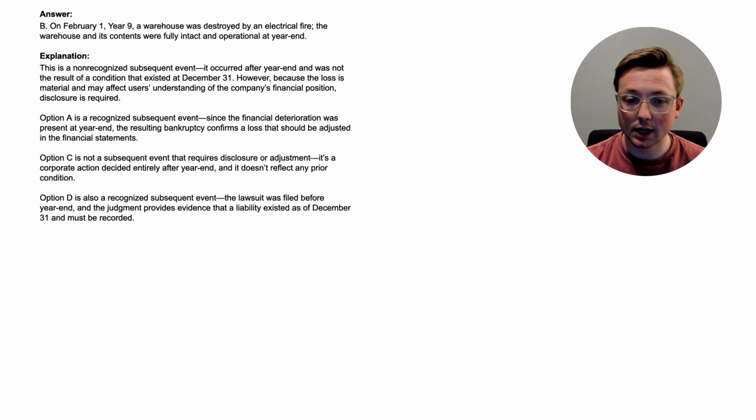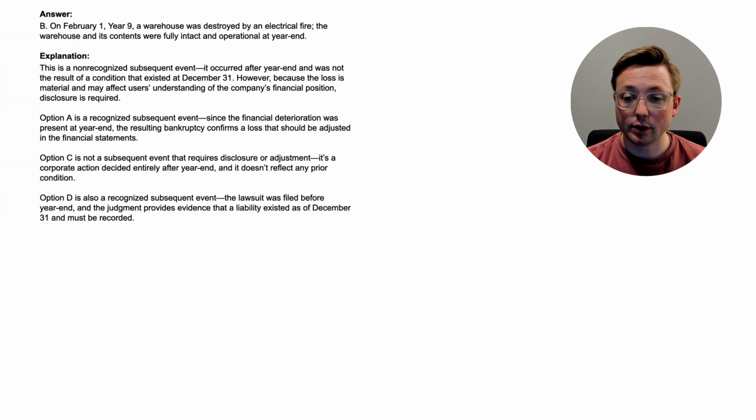This is a non-recognized subsequent event. It occurred after year end and was not the result of a condition that existed as of December 31st. However, because the loss is material and may affect users' understanding of the company's financial position, disclosure is required. So they do have to disclose it, even though it is not a subsequent event that is going to be recognized in the prior year financials. Option A is a recognized subsequent event.